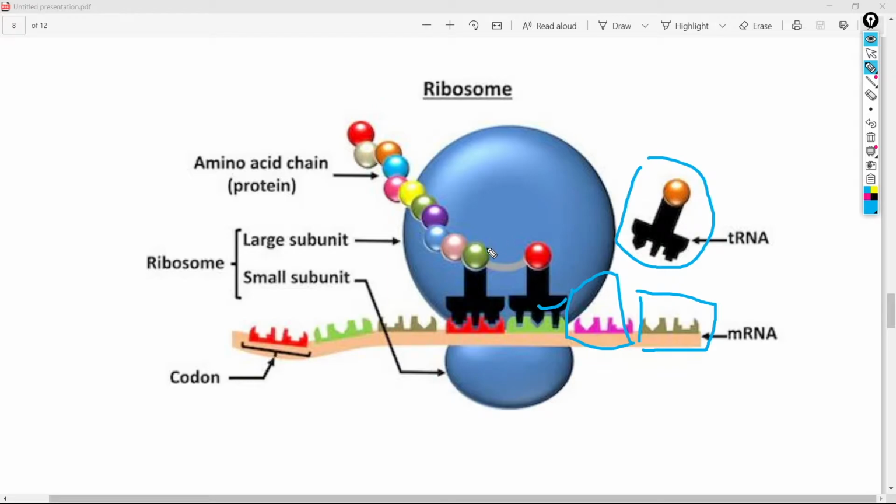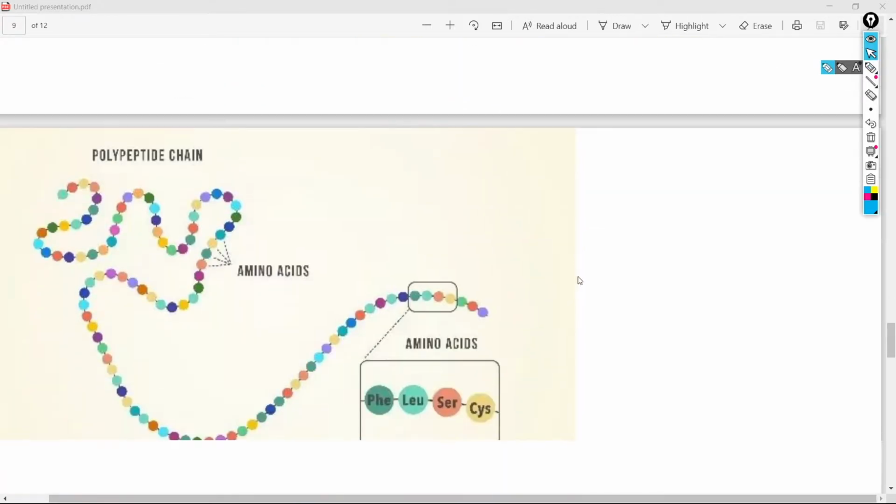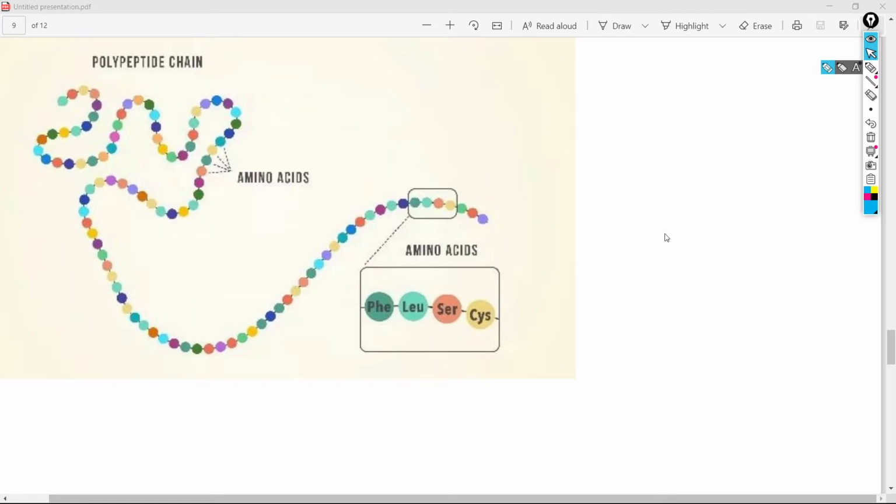And so what happens is you can see there's this growing chain of amino acids here, and this is known as a polypeptide. As the mRNA passes through, more tRNA is brought in, and this basically fulfills the primary structure of proteins. And this is what it'll look like, basically.